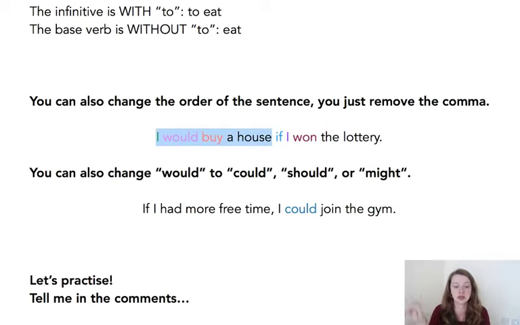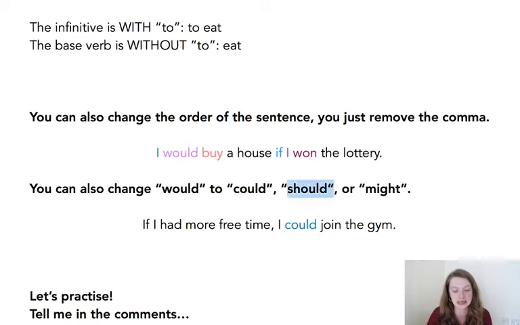Now, with would, with this modal would, you can change it to could, should, or might. Okay, it's possible. So I could say, if I had more free time, I could join the gym. Yeah? In this case, you're saying, I have the possibility. Yeah? I have the ability to do it, even, but I might not necessarily do it. Okay? So you can change the would with could, should, or might.